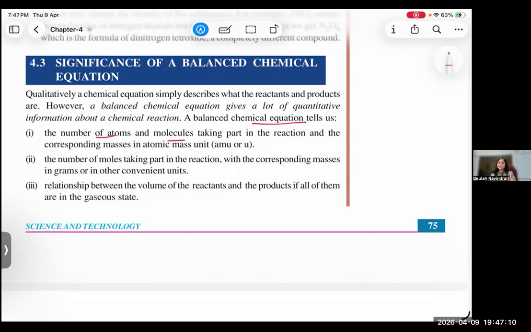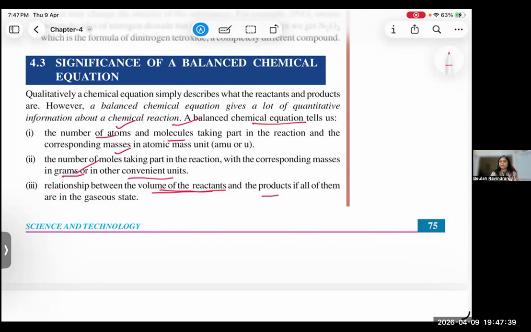And the number of moles taking part in the reaction, with the corresponding masses in grams or in other convenient units. I will explain you right now. So atoms, molecules, moles, and grams: what is the relationship between all these things? As well as the volumetric analysis also, that is the relationship between the volume of the reactants and the products, if all of them are in the gaseous state. Everything we are going to see further.